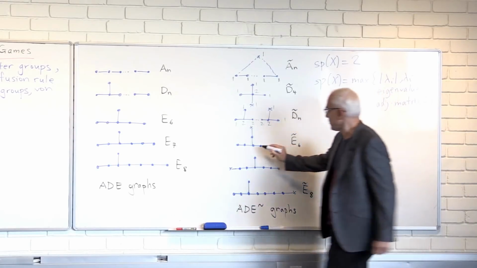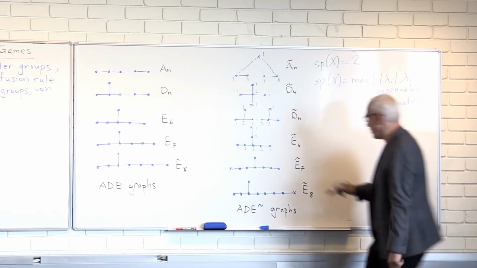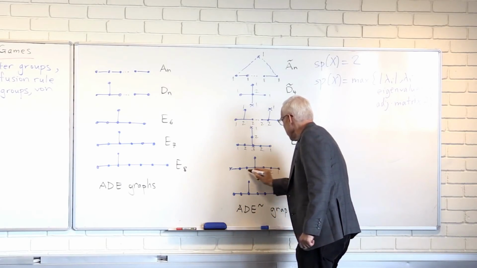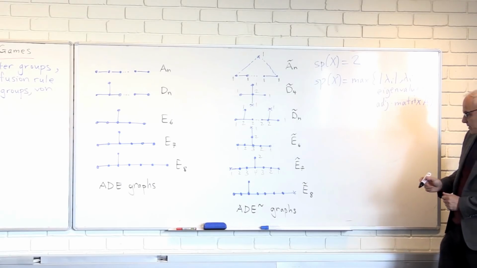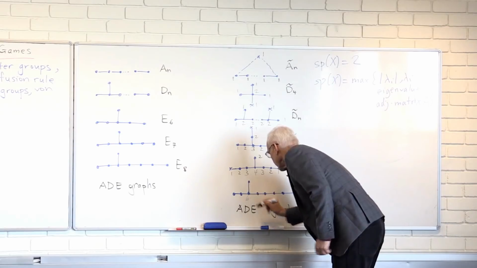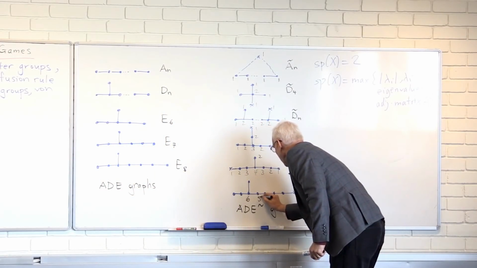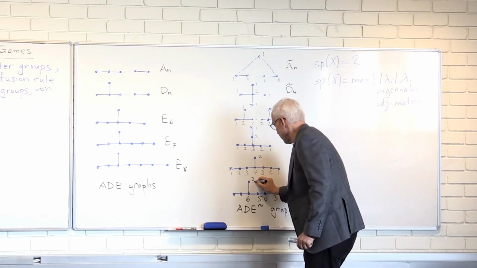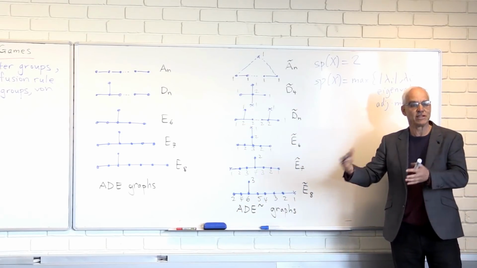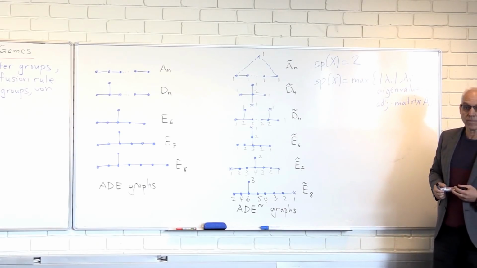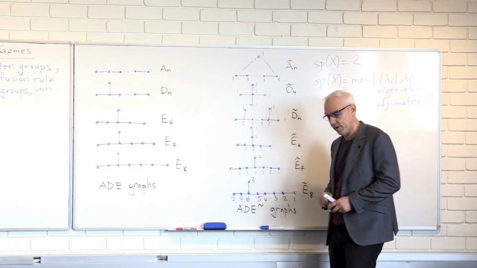For E6 tilde, it's 3, 2, 1, 2, 1, 2, 1. For E7 tilde, it's 4, 3, 2, 1, 3, 2, 1, 2. And for E8 tilde, it's value 6 at this node: 6, 5, 4, 3, 2, 1, 3, 4, and 2. Okay, so those are the eigenvectors of the adjacency matrix corresponding to the eigenvalue 2. For example, this 5 is half of 4 plus 6, and this 6 is half of 4 plus 5 plus 3, and so on.